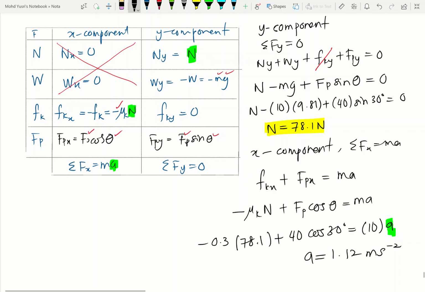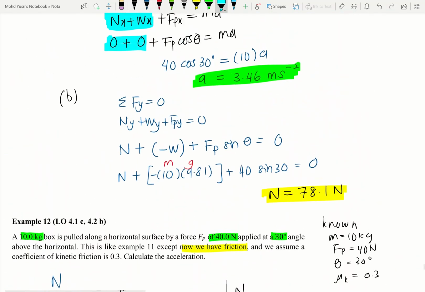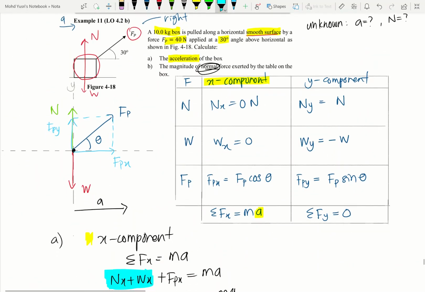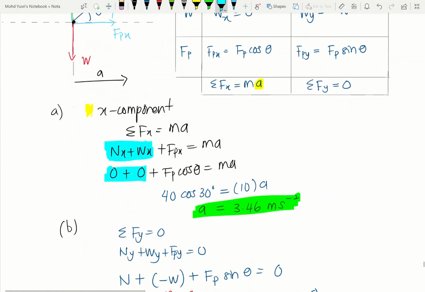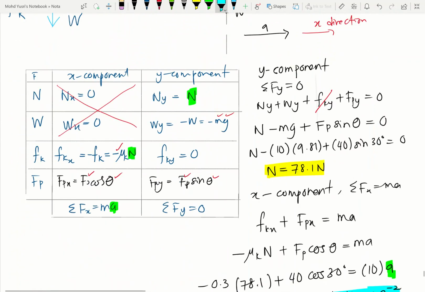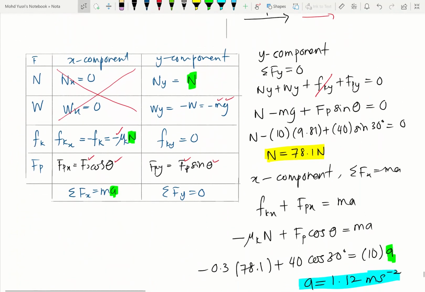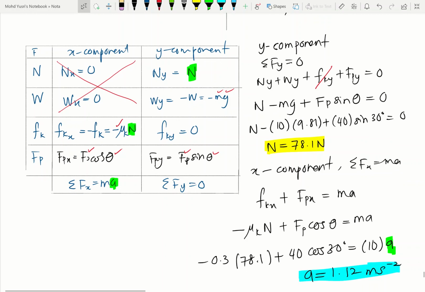meter per second square. Okay, so soalan ni logik sebab sebelum ni dalam example 11 kita tak ada friction. Acceleration kita 3.46. Bila ada friction dalam example 12, acceleration kita berkurang. So friction prevent the motion, so the acceleration pun lebih kecil daripada example 11. So untuk video seterusnya kita akan bincangkan example 13 yang melibatkan dua objek dan kali ini ada tali tapi pergerakannya masih lagi dalam x component sahaja.